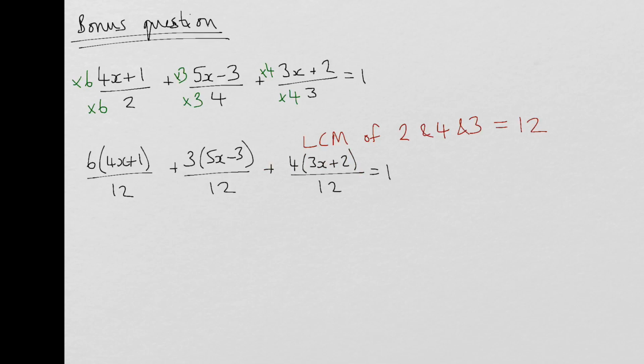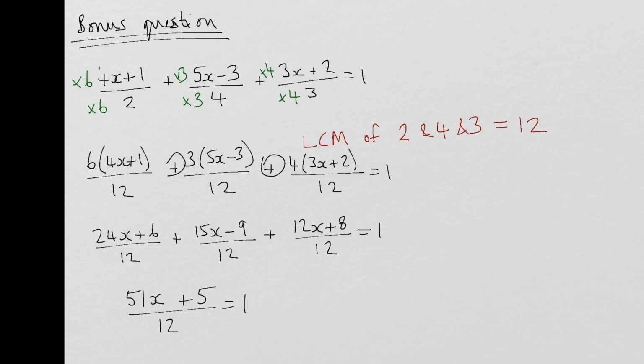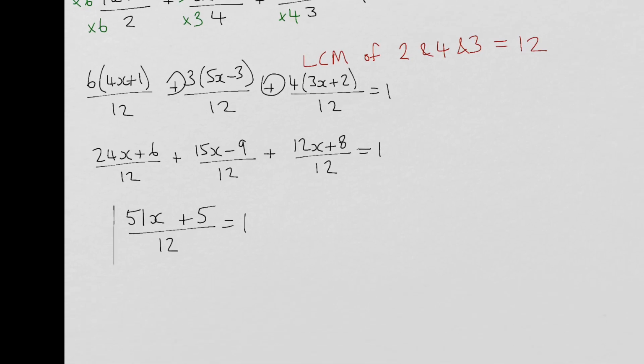Then you'd expand your brackets and start collecting similar terms. What's quite nice here is the fact that you've got positives between all of the fractions, so we don't really need to worry about any taken away. So this is what it would end up looking like if you had 3 fractions. So you'd get all your separate parts, collect all your similar terms, and then from there you'd carry on. So obviously multiplying both sides by 12, subtracting 5, and then dividing by 51.